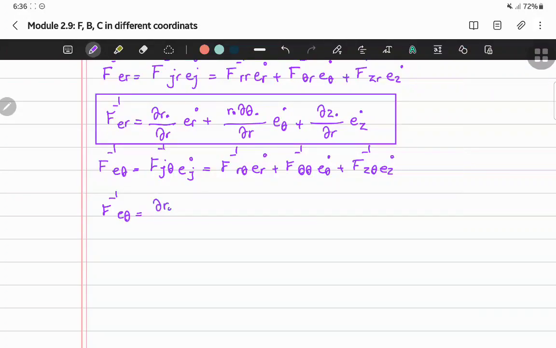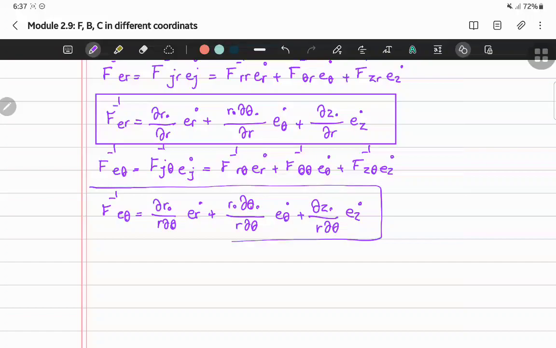the partial derivative of r0 with respect to r plus r0, then r partial. So this is the second equation.